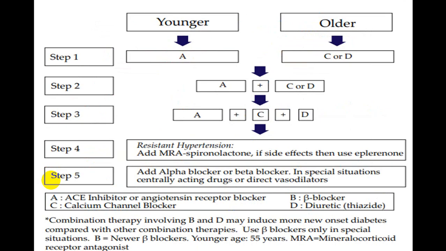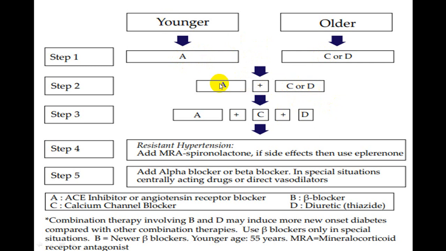In a simplified manner, we say that the younger the individual, the first drug of choice is always an ACE inhibitor or ARB. The older the individual, CCB is the drug of choice. As far as possible, don't use diuretic. If it is not controlled by ACE inhibitor, you combine a second drug, and the second drug is usually a calcium channel blocker or diuretic.